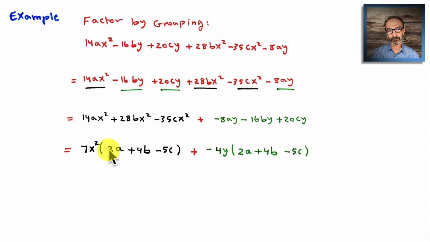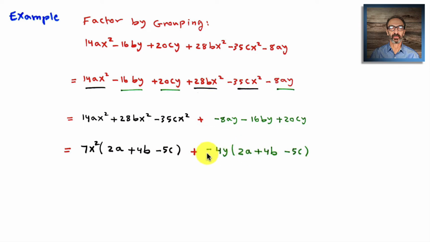Here we go. So 7x to the second out. Multiply by 2a to see if this works. 7 times 2 is 14. X to the second times ax to the second. 7x to the second times 4b will be 28bx to the second, which is right there. 7x to the second times minus 5c will be negative 35cx to the second. Good, no typos. This one right here, we said we're going to take minus 4y. So minus 4y times 2a will be minus 8ay.